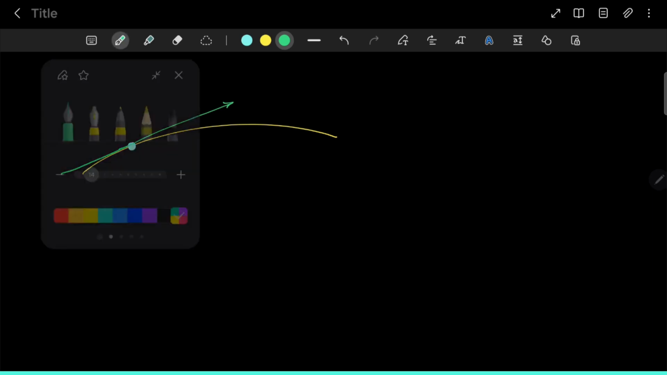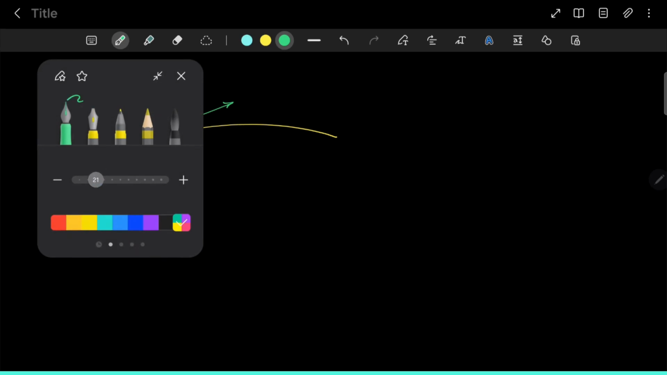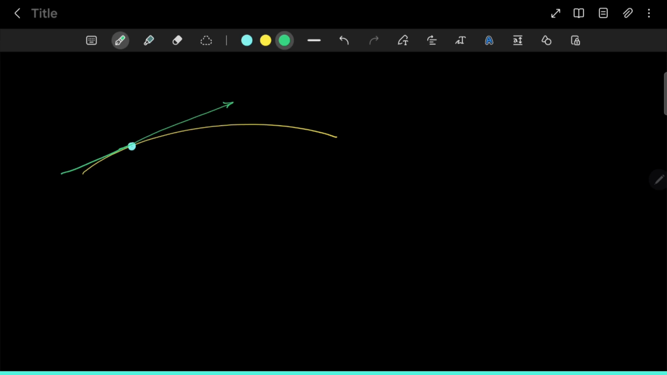So if you are taking a curve, for example, something like this, I want to find the direction of the electric field at this point. What I'm going to do is draw a tangent at that point. Then the tangent gives the direction of electric field at that point. That is what we call the direction of the electric field at that point.